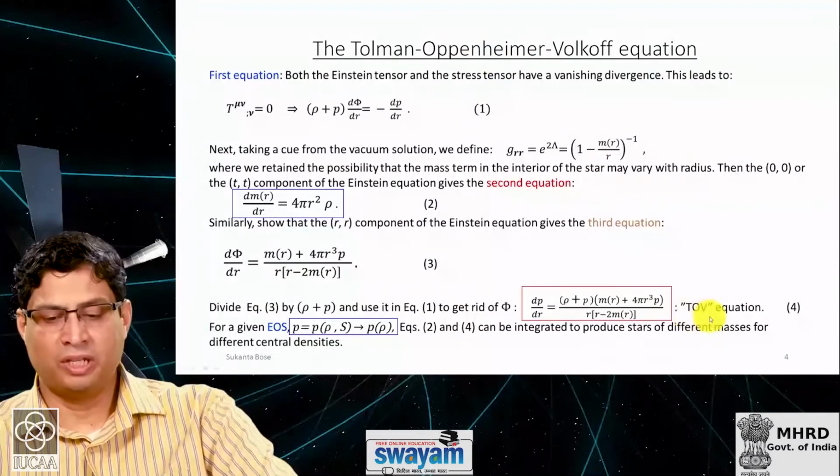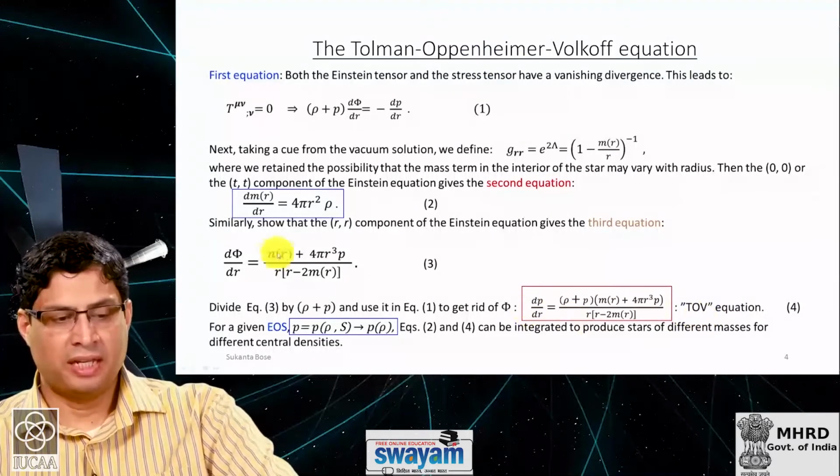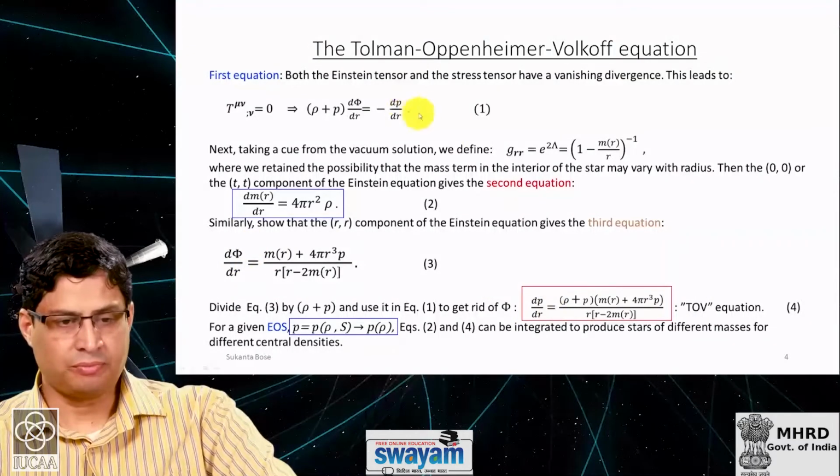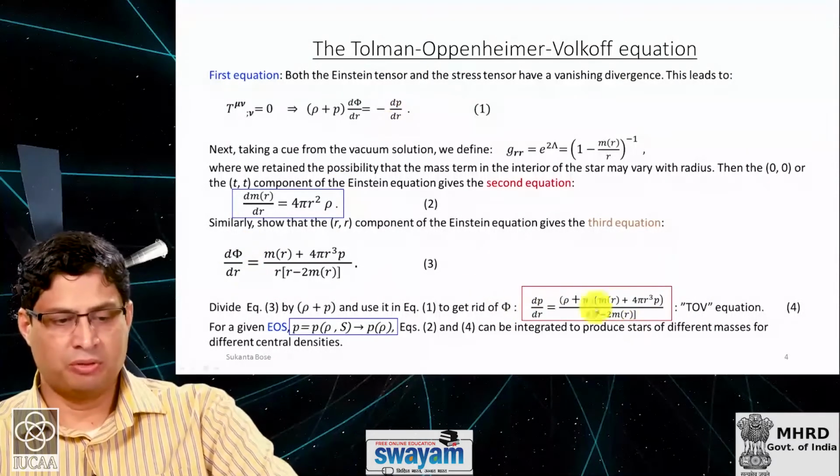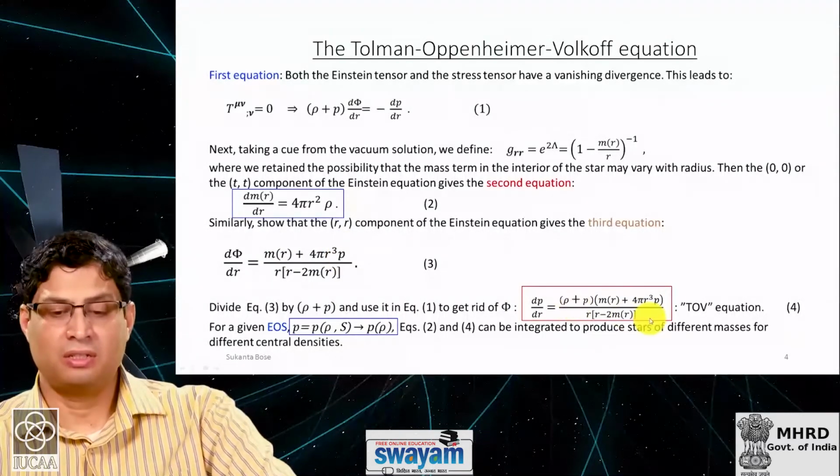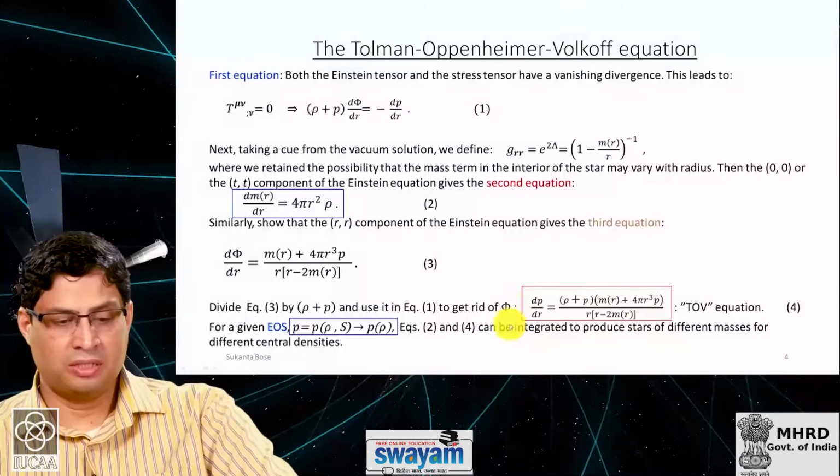In short, the TOV equation. This relates the radial derivative of the pressure to the mass function and the pressure and the density of the star. All right, so this is an important equation in this box.